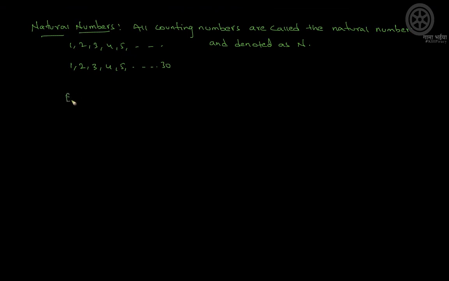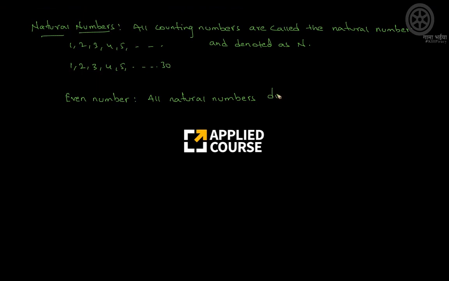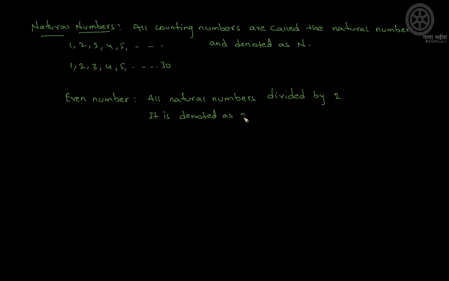First one, even number. All natural numbers divisible by 2 are called even numbers, right? It is denoted as 2n, right? Example: 0, 2, 4, 6, 8, 10, and so on, right? 0 is also an even number, right?